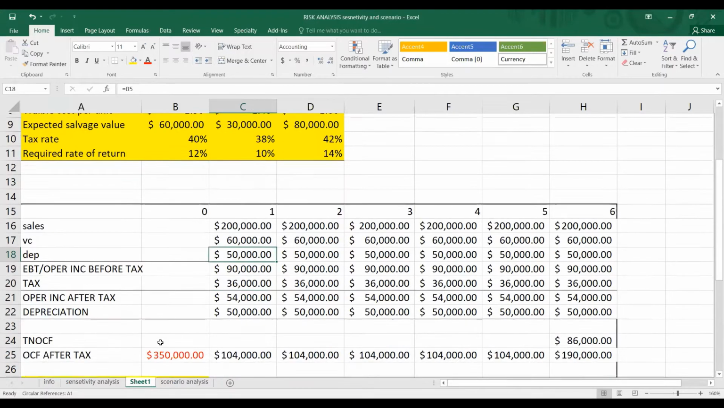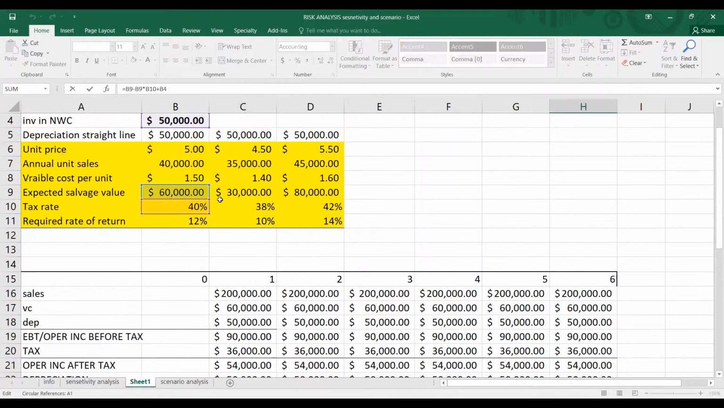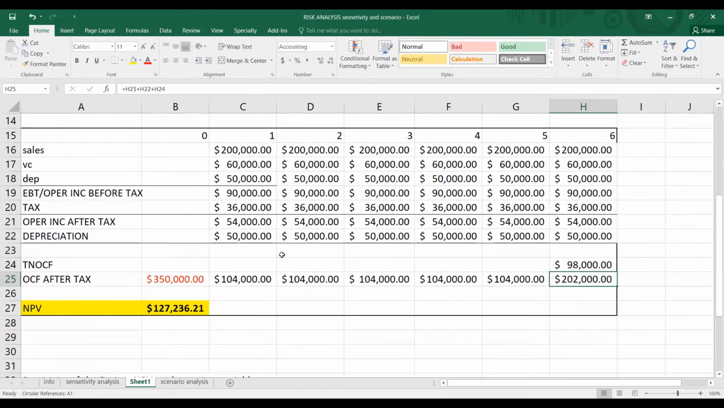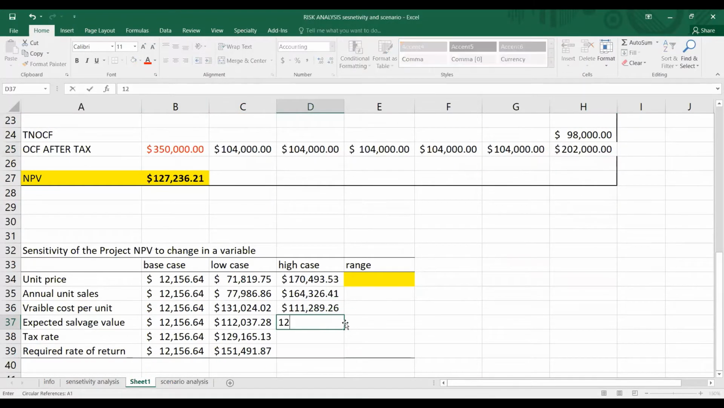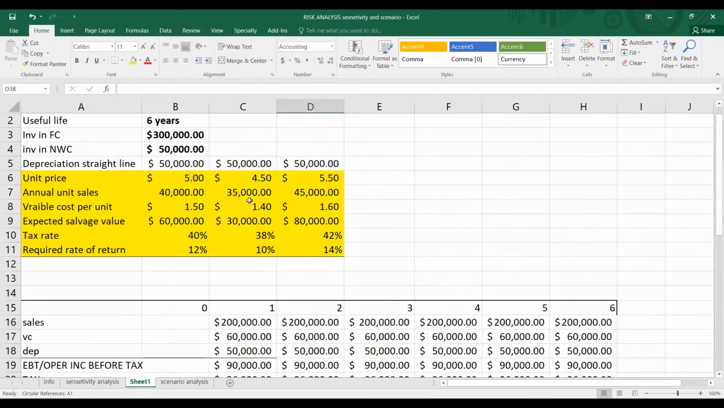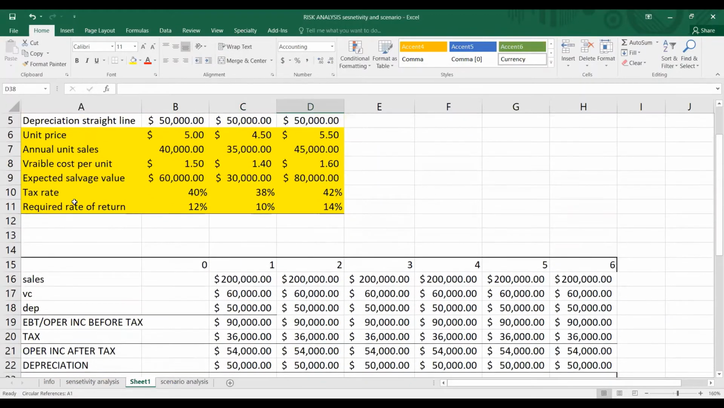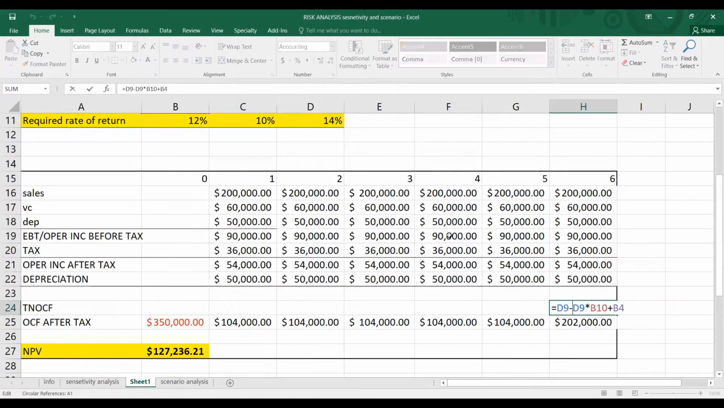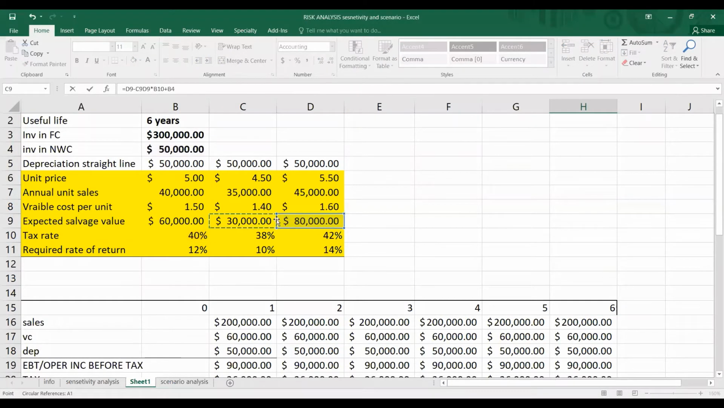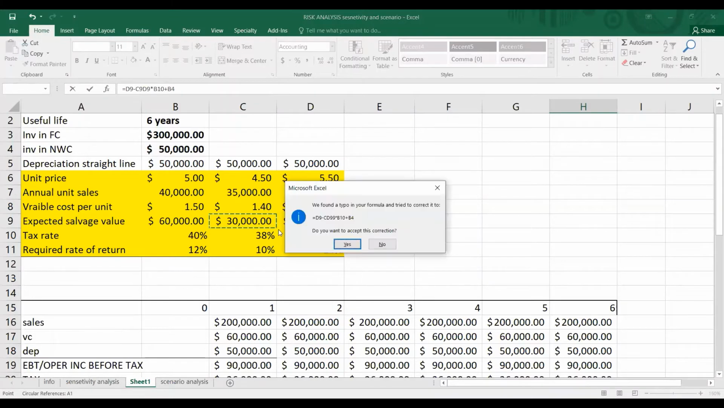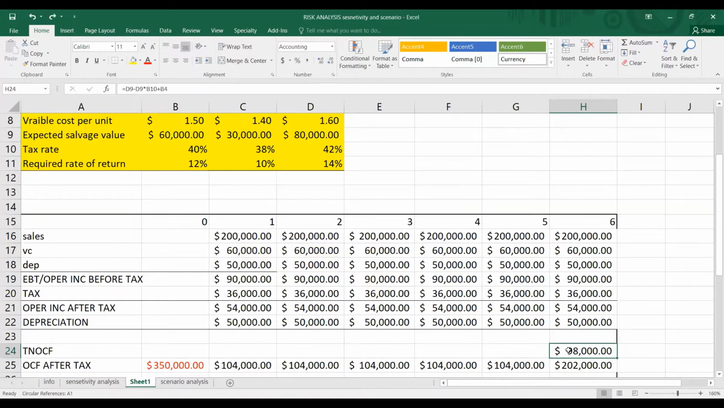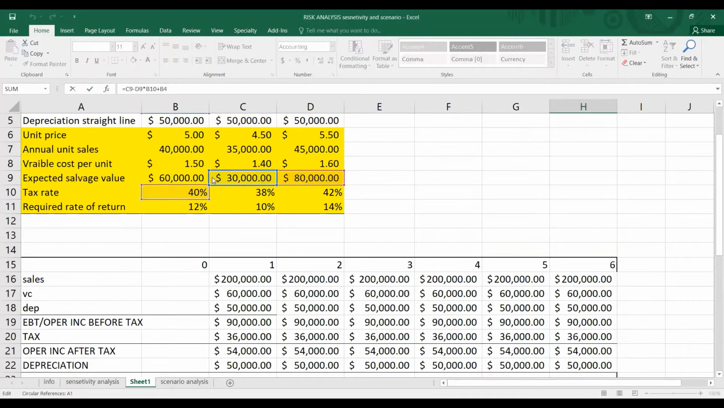If my expected salvage value, which is the terminal non-operating cash flow, changes, say it increases, but the tax rate stays the same, let's see, 127,236.21. And what else do I have here? I'll change the tax rate. So I put back the expected salvage value.